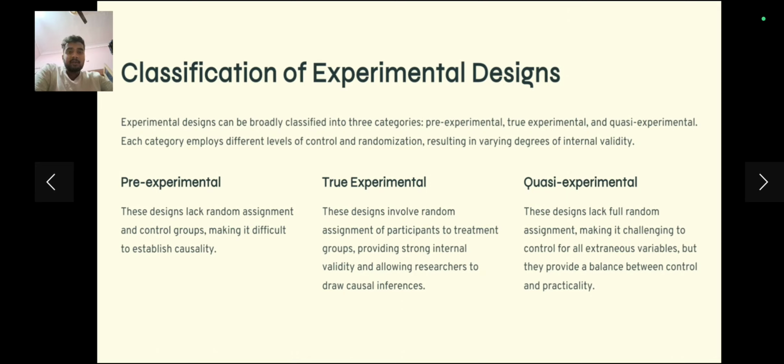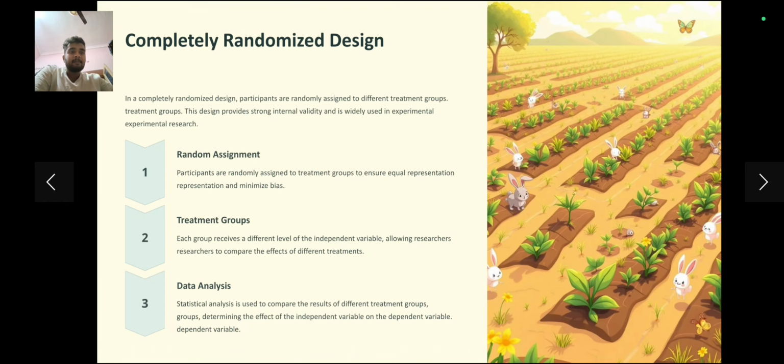True experimental: these designs involve a random assignment of participants to treatment groups, providing a strong internal validity and allowing researchers to draw causal inferences. Quasi experimental: these designs lack full random assignment, making it challenging to control for all the extraneous variables, but they provide a balance between control and practicality.